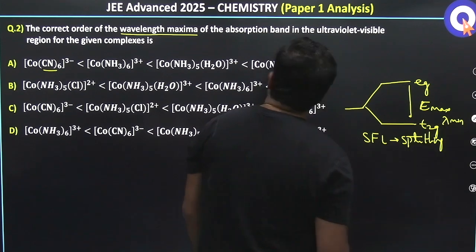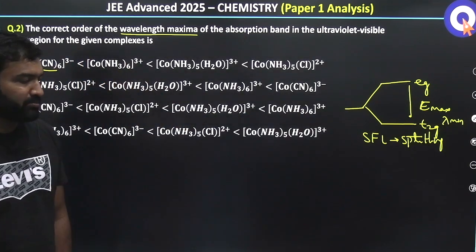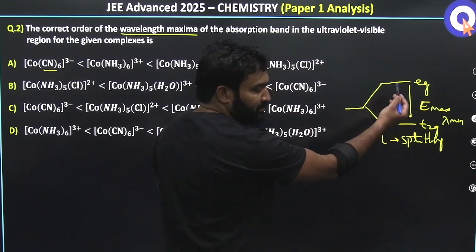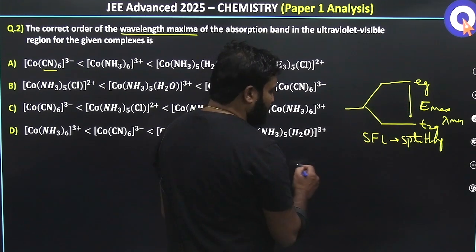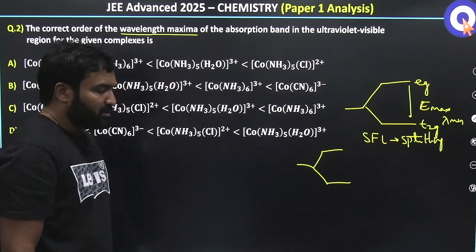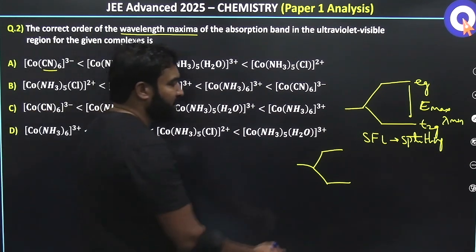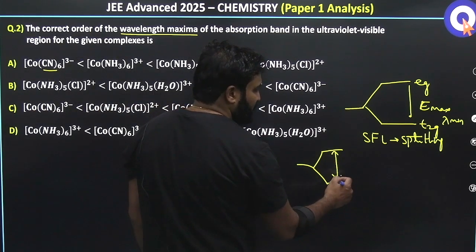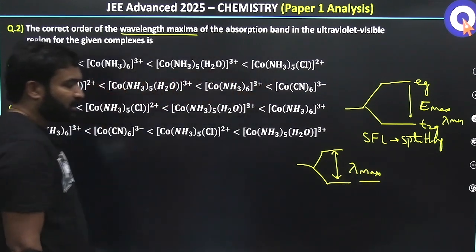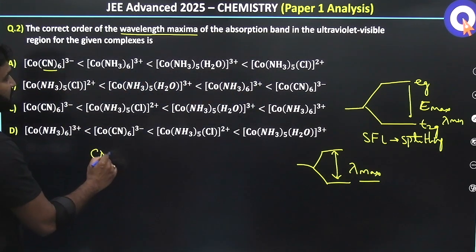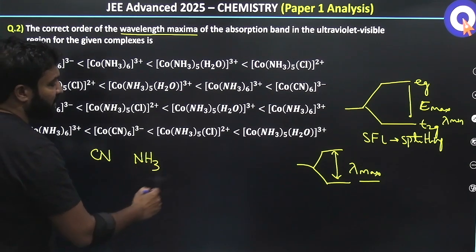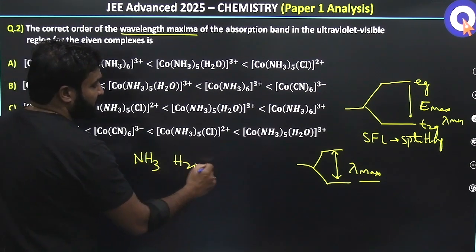But in the question, what is being asked? Wavelength maximum. So for wavelength maximum, we have to see that the energy gap, that means the splitting, should be less. When the splitting should be less, we have to use a weak field ligand. When there is a weak field ligand, the energy gap will be reduced, so then lambda will be maximum. Out of that, we have cyanide as one ligand, the other one is ammonia, the other one is water, and the next one is Cl.